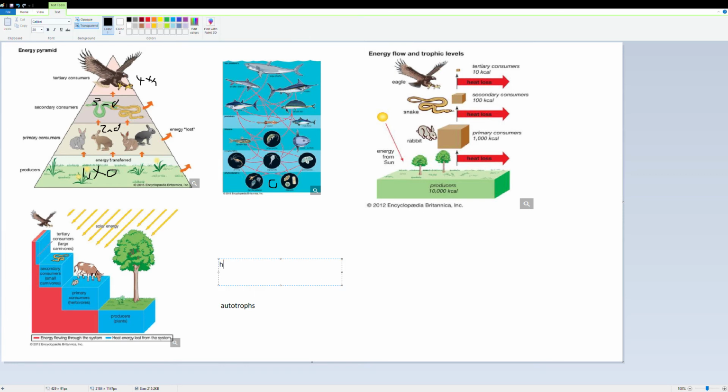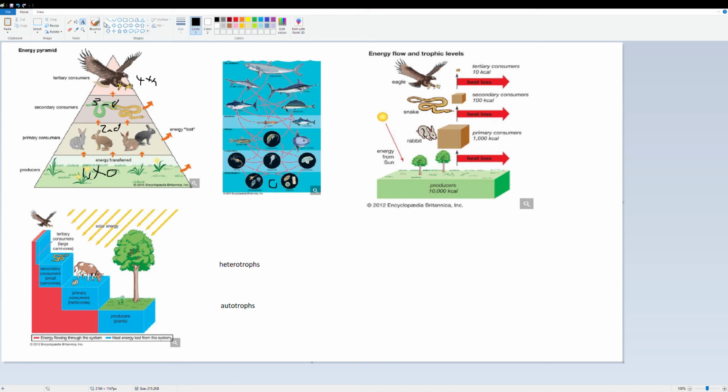Past that, they're what's called the heterotrophs. This is what you call the rest of the levels: the primary consumers, secondary consumers, tertiary consumers. These are all called heterotrophs, because they either directly or indirectly depend on the primary producers for food energy.